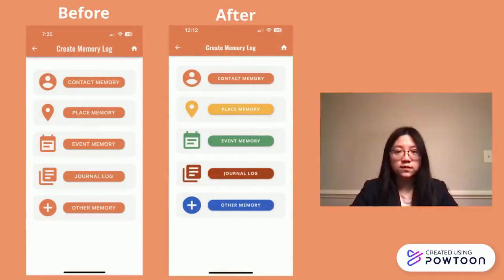Based on Mr. M's feedback, we decided to increase the font in our app as well as color code different types of memory logs. This is because color association helps elderly people when navigating apps.